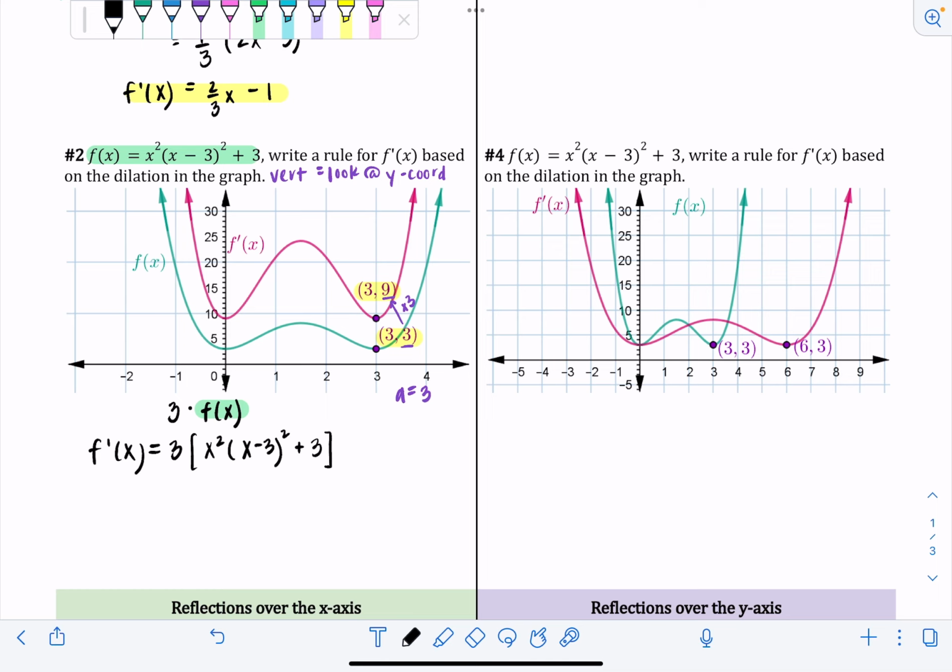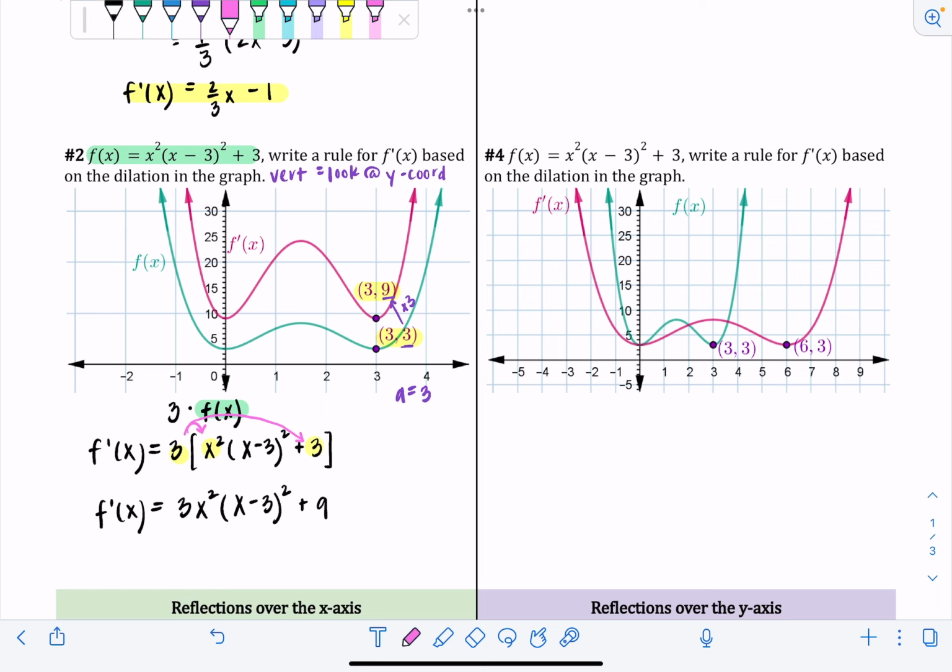And then we do need to distribute this 3 in. We'll distribute it to the x squared. We don't distribute it to the x minus 3. Think of those parentheses as kind of like jail cells, so nothing goes in, nothing comes out. And then we just need to make sure that we distribute that 3 to the 3 at the very end. So f prime of x is equal to 3 times x squared, so 3x squared. The parentheses part stays the same, so times (x minus 3) squared, and then 3 times 3 at the end, so plus 9.